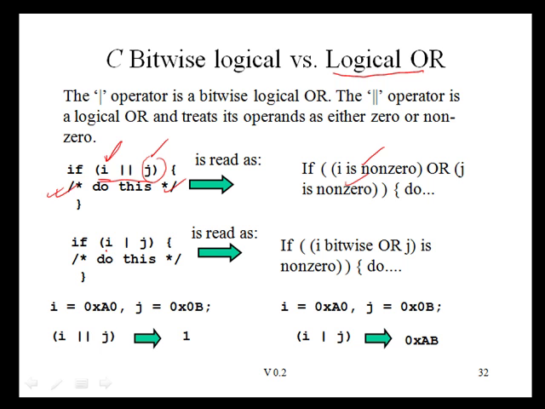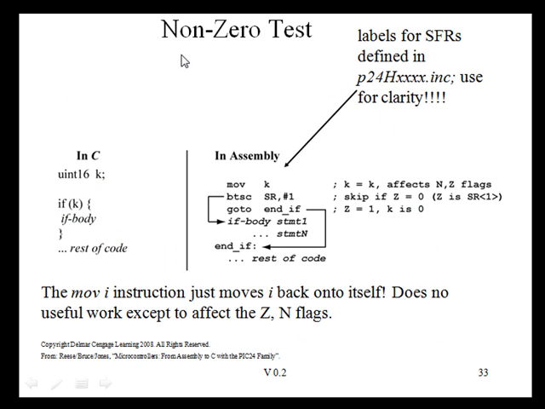This statement right here is not the same as this statement right here. This is going to do the bitwise OR of these two operands, and if that is non-zero, then it will do this. This slide is going to illustrate one way to implement a non-zero test in C. This slide is going to use the bit test skip if clear instruction, and then we'll move on to looking at clearer ways of doing this.